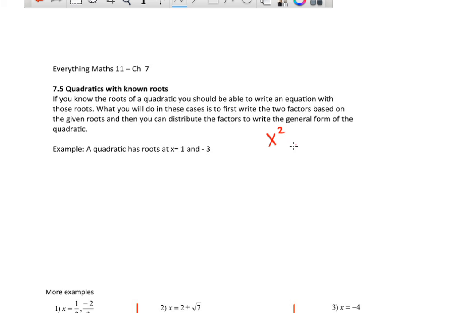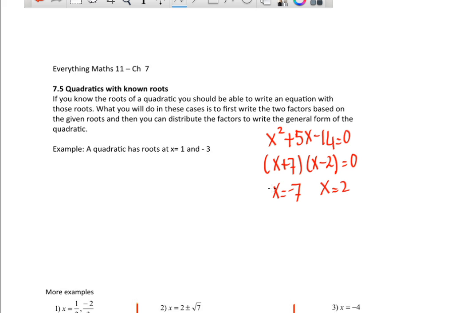So for example, say I had x squared plus 5x minus 14 equals 0. If you had to solve that, one way to do that would be to factor. And the factorization would have looked a little like that. And then we would have said x equals negative 7 is one solution and x equals 2 is the other solution. Okay.